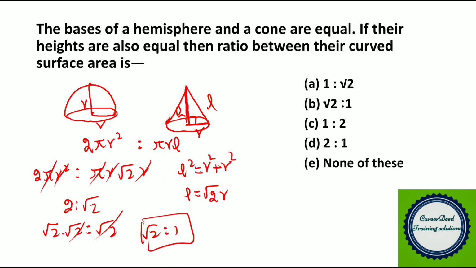So curved surface area of the hemisphere and cone is in the ratio root 2 is to 1. So answer for this question is option B. Now moving to question number 3.